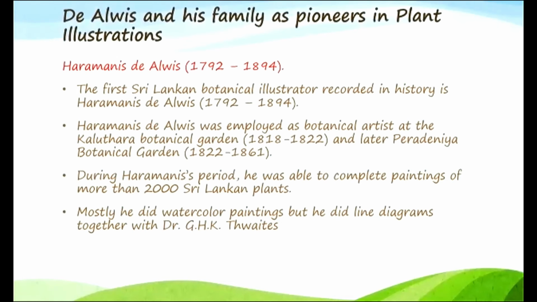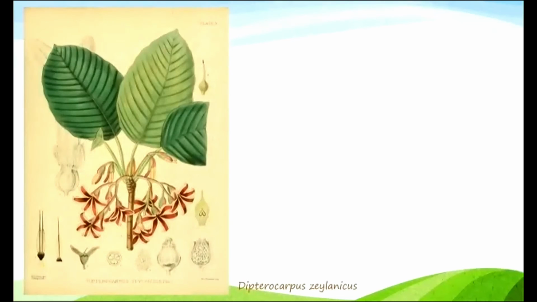In addition to the illustrative work, another duty was to visit the forests of Sri Lanka and collect plant specimens for identification and preservation purposes, so most of his drawings are focused on lowland rainforest plants, like Dipterocarpus and Stemonoporus species he illustrated. Mostly he did watercolor paintings, but occasionally he did line drawings together with Dr. G.H.K. Thwaites. And in this slide, you can see one illustration of Harmanis Alwis of Dipterocarpus zeylanicus.